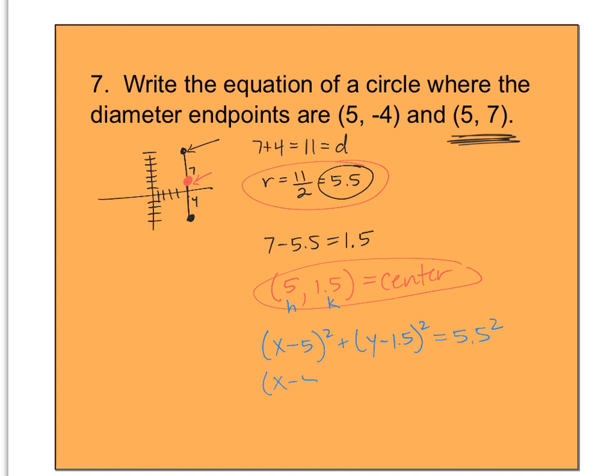And then simplify what you can. There's really not much to simplify here. It's x minus 5 squared plus y minus 1.5 squared. But we do need to type into our calculator 5.5 squared. So if we go ahead and do that, 5.5 squared, I got 30.25. And that is our answer. That's a pretty tricky one. If you need to rewind that one and watch it one more time, it's not a bad idea.